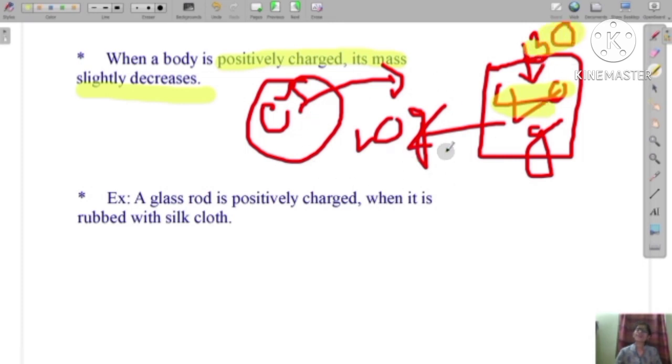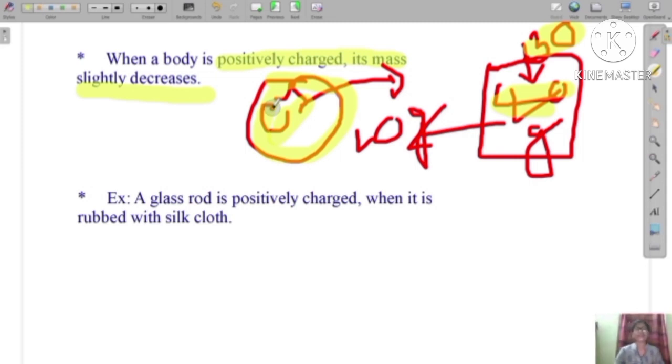So 10 gram is reduced. You will feel that the weight you were holding previously, compared to the weight you are holding now, which is 30 gram, is comparatively less. Then you will feel that the mass on your hand is reduced. Similarly, whenever a body loses the electron, the mass is going to decrease.